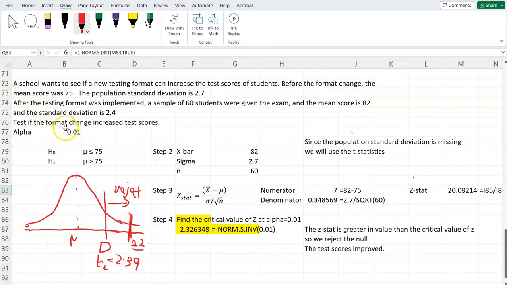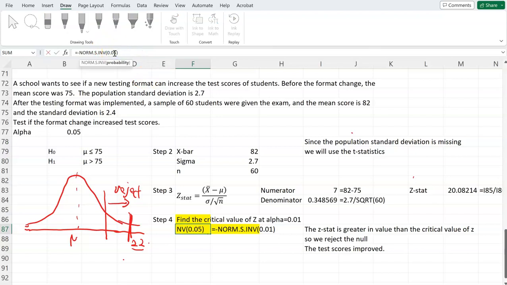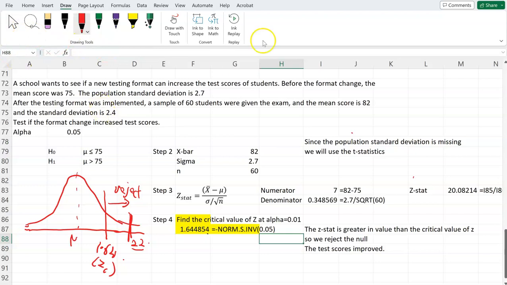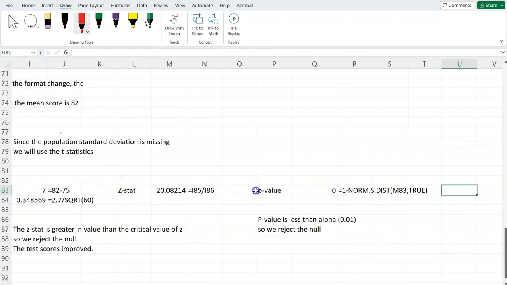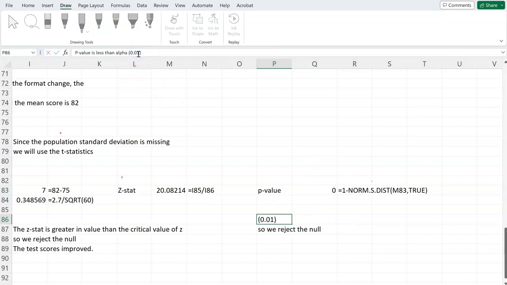Now, if we move this to 0.05, again, everything else stays the same. So now we just need to update the alpha value here to 0.05. And this becomes 1.64. So this is going to be my critical value of z, or the z critical value. And I'm comparing it with the z-stat, and the statement goes. For the p-value, this part stays the same, but I am comparing this p-value instead with 5% alpha. It's now going to be 0.05. And we reject the null.